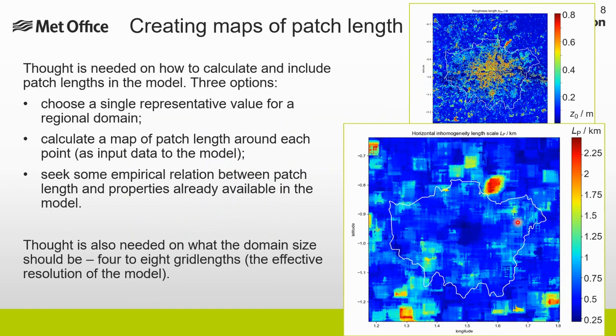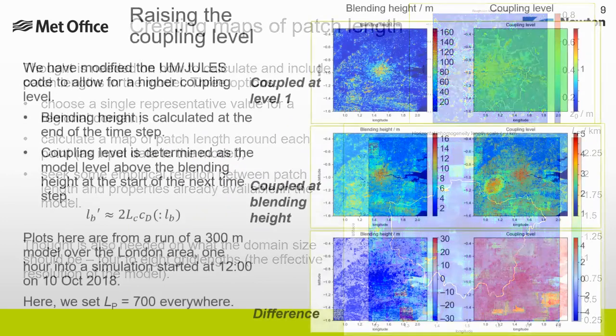There is also the possibility, which we've not looked into yet, of trying to find a more empirical relationship between patch length and some property like urban fraction or forest fraction, but that's something we're still thinking about.